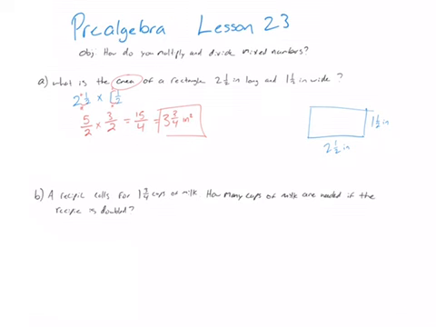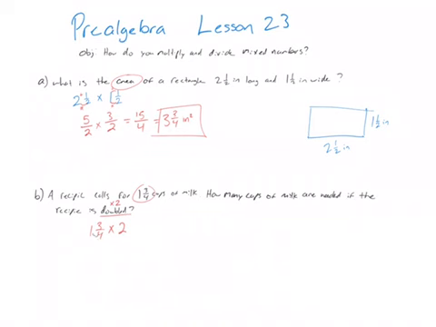Okay, number B. A recipe calls for 1 3/4 cups of milk. How many cups of milk are needed if the recipe is doubled? First of all, remember, doubled means to multiply it by 2. So we originally have this 1 3/4, and I'm going to multiply it by 2, and that will tell me how much milk I'll need for the doubled recipe. So again, same idea, I just need to change this mixed number into an improper fraction.